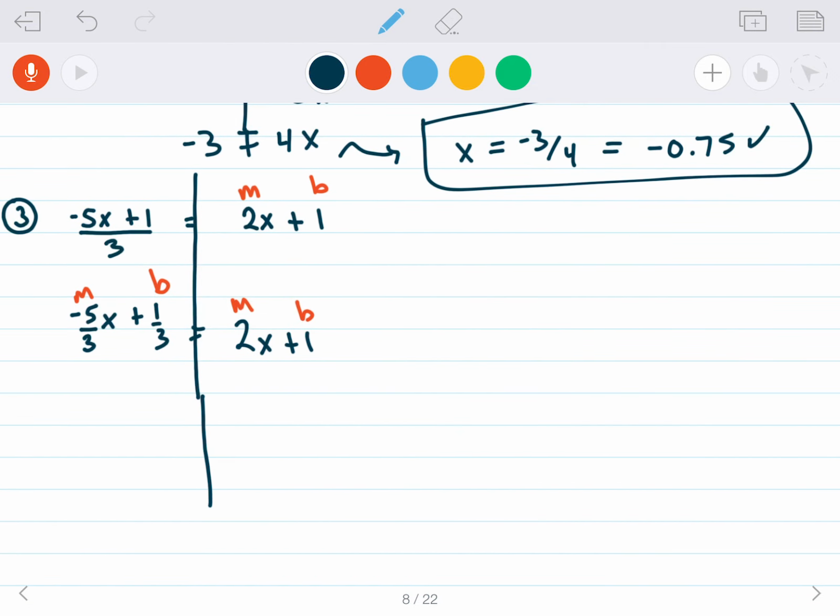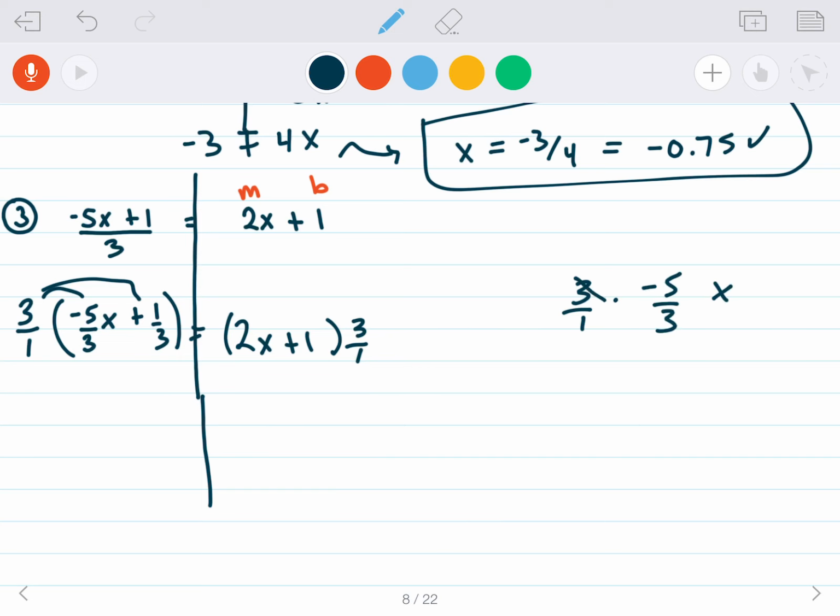Okay, so I'm going to just get rid of this to make it a little bit cleaner. So what I can do to the left side, I don't like fractions. To get rid of the fractions on the left, since both fractions have a 3 in the bottom, I can multiply both sides by 3/1. That's going to clear the fraction, okay? So when I distribute this, I get 3/1 times negative 5/3x, and these 3's cancel out, right? I'm just left with negative 5x.